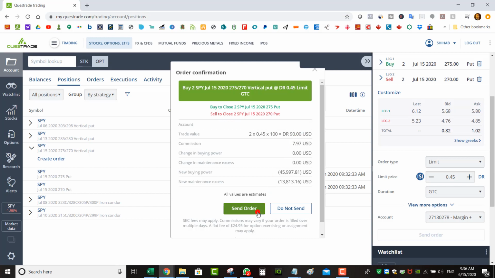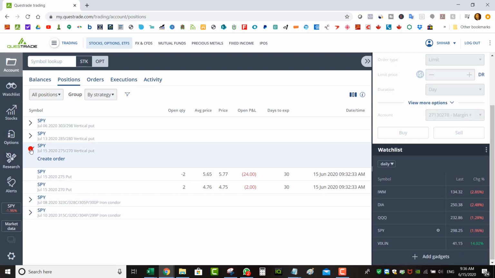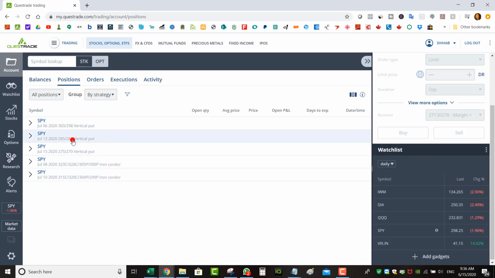I mean, it looks like it has a good chance of winning, right? 275 short strike for July 15. Looks like it has a good chance. So now the good till cancel limit order is on.